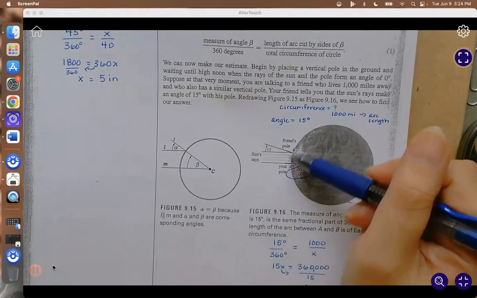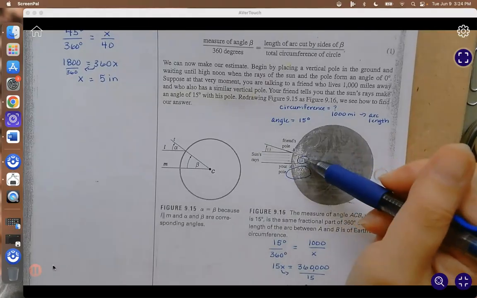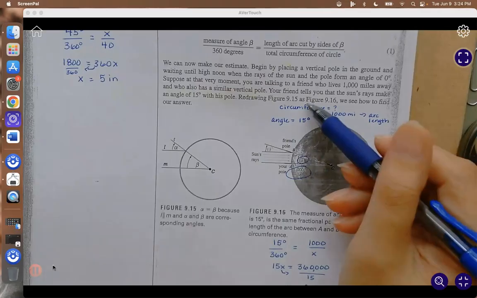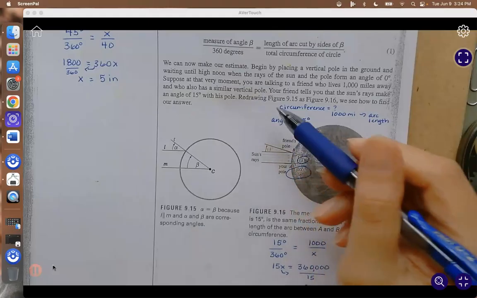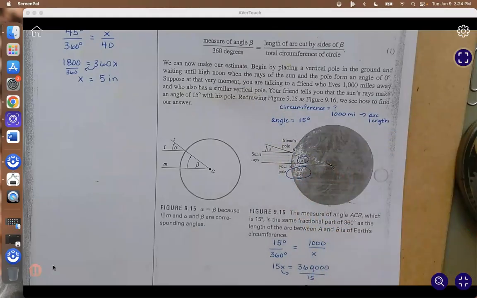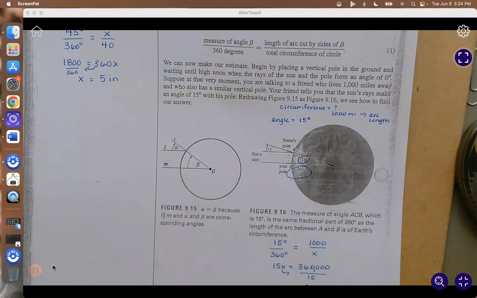So you just need to know the distance between you and another point and see what angle the sun's rays make with the pole, 15 degrees. You didn't have to get out a measuring tape and try to drag it around the Earth, which is silly. You can't do that. So easy peasy lemon squeezy.